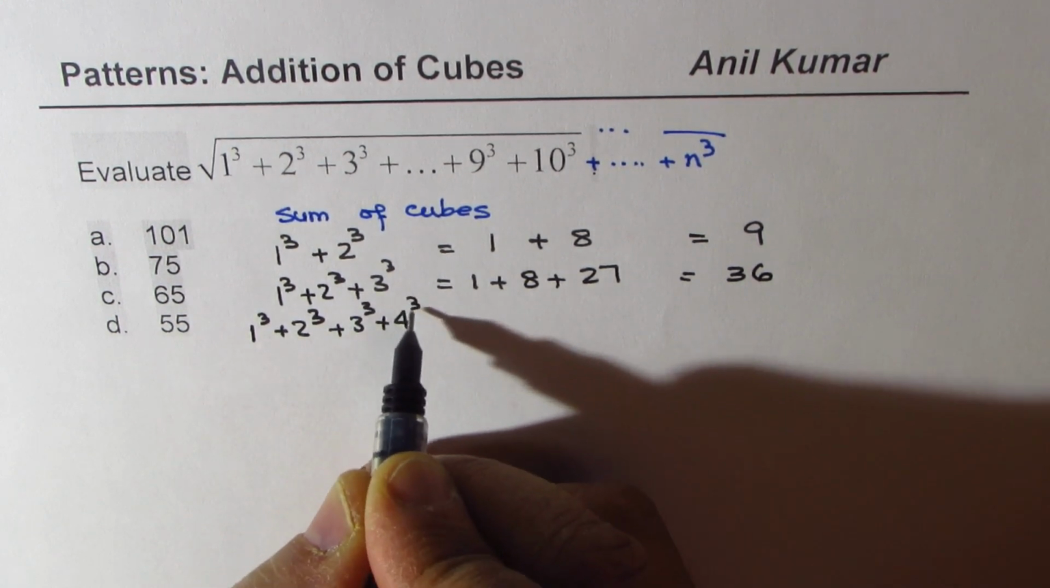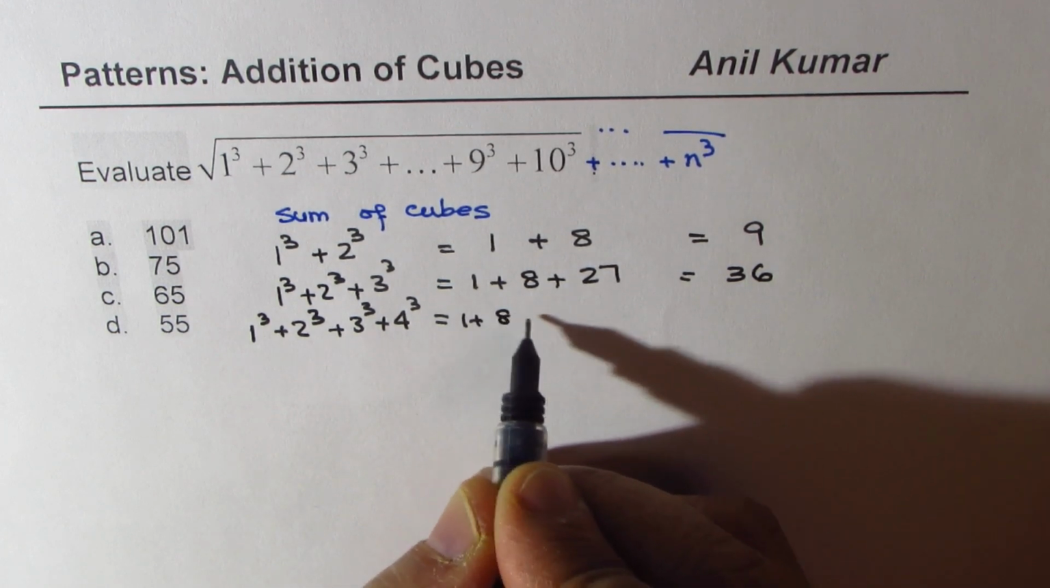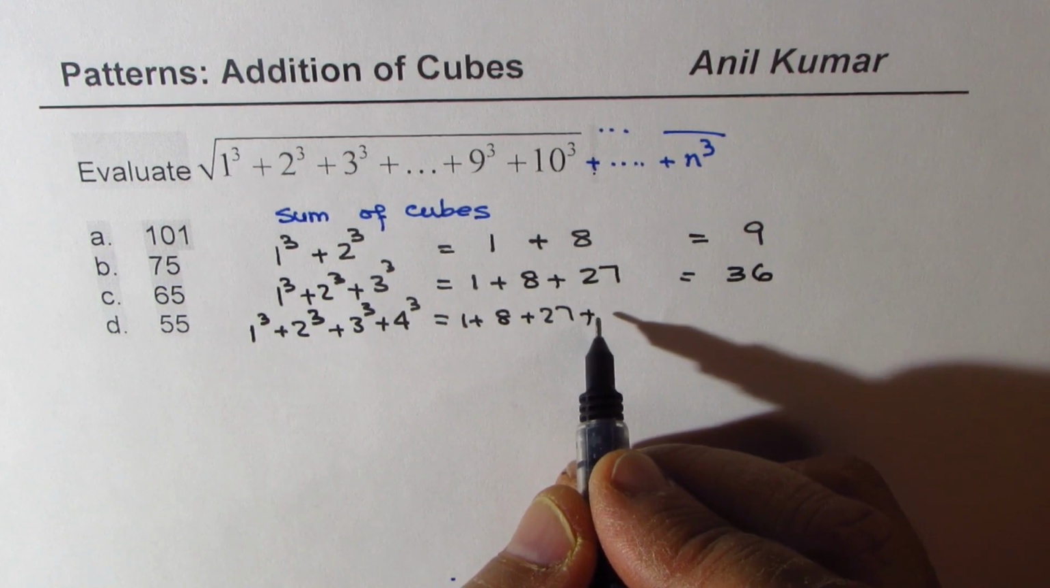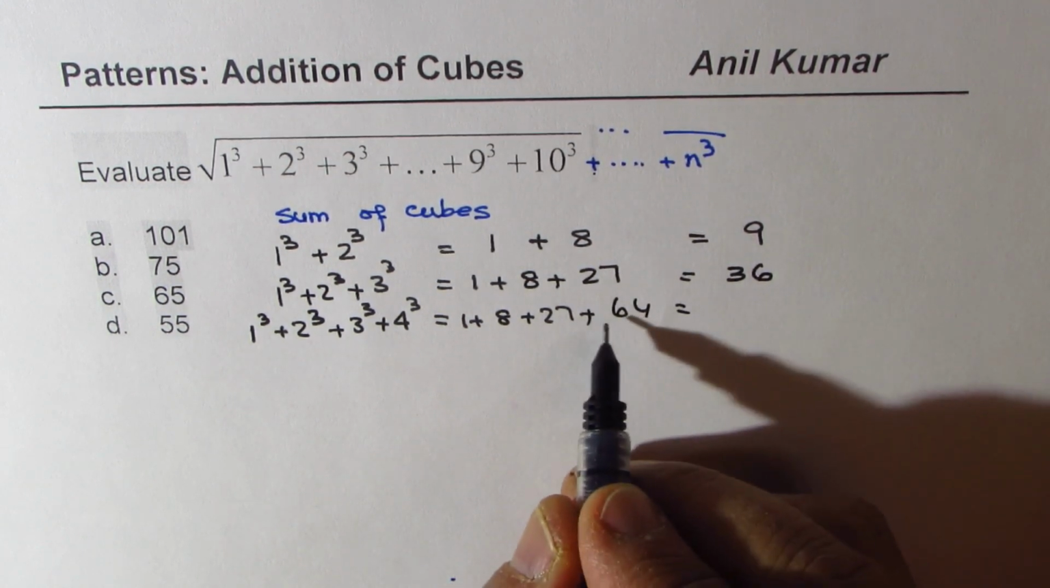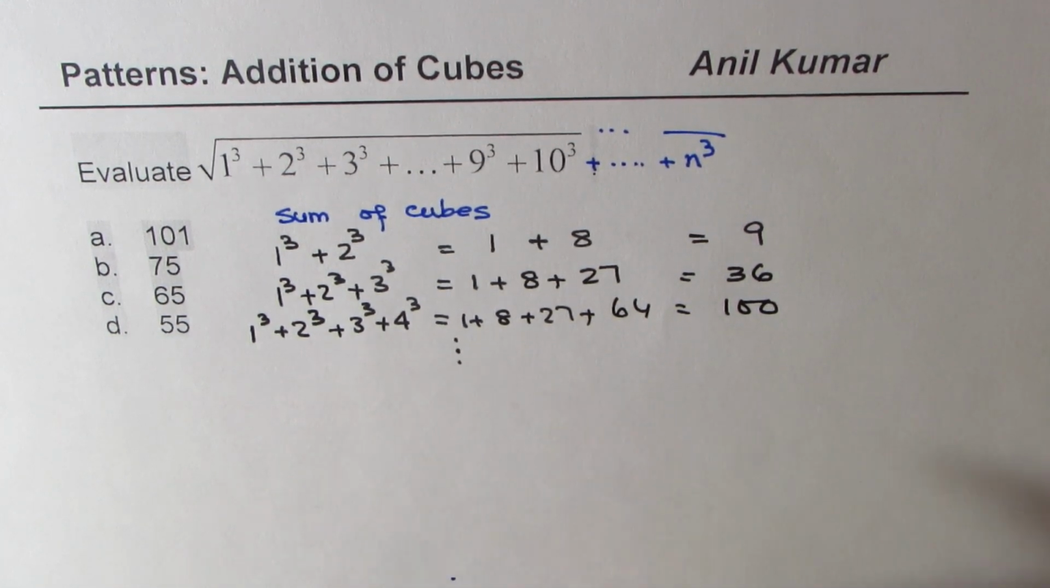Okay. Now let me extend this series and write down here 1 cube plus 2 cube plus 3 cube plus 4 cube. And what should that be equal to? In this series, I basically added one more number, which is 4 cube. And 4 cube is 64, right? So if I add 64 to 36, I get 100. And likewise, we can continue, correct?